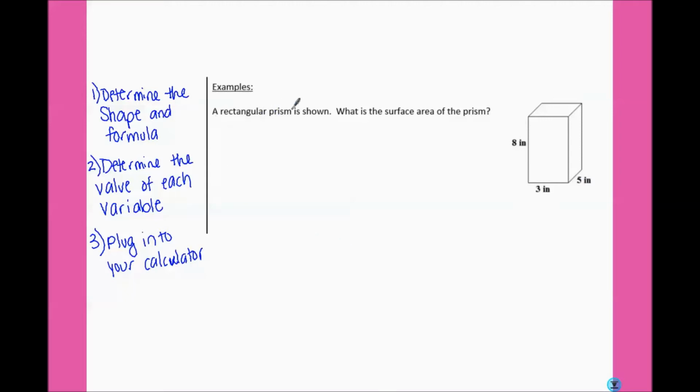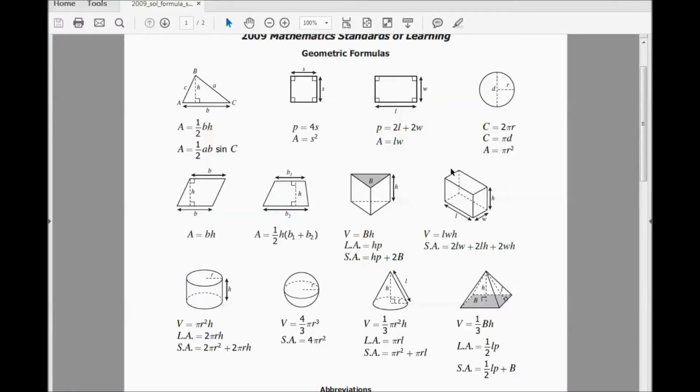So a rectangular prism is shown. Rectangular prism tells us the shape we need to be looking at. What is the surface area of the prism? Surface area tells us which of the rectangular prism formulas we need to use. So if we look at our formula sheet, this is our rectangular prism here, and here is our surface area formula.